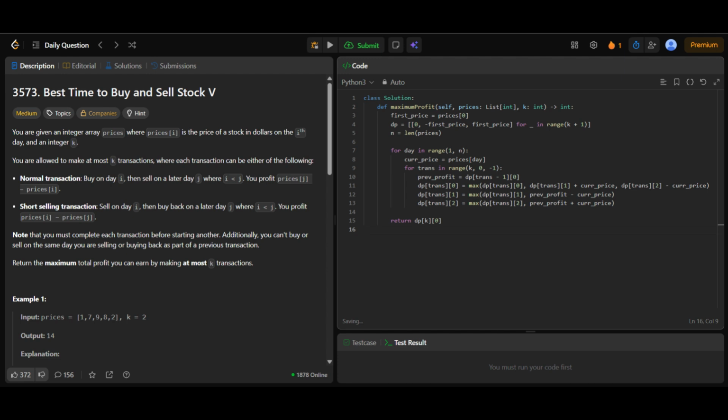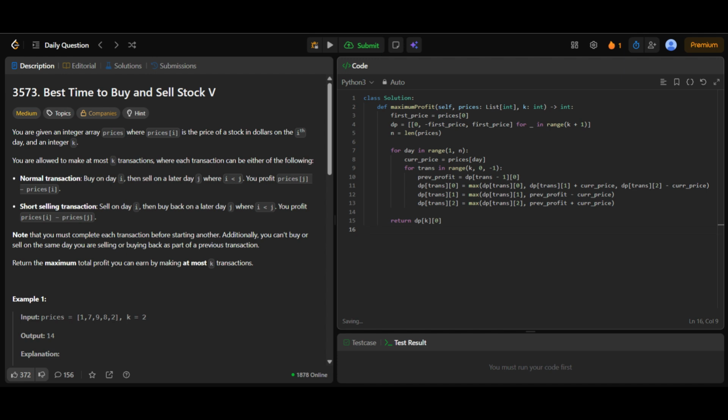Iterating over days. Now we loop through each day, starting from day 1. For every day, we check all transaction counts from k down to 1. We go backwards intentionally so that updates don't overwrite values we still need in the same day. State transitions explained. Let's look at how each state is updated. State 0, no position. We can end the day with no position in 3 ways: we were already doing nothing, we sell a previously bought stock, or we buy back a previously shorted stock. So we take the maximum of those options.